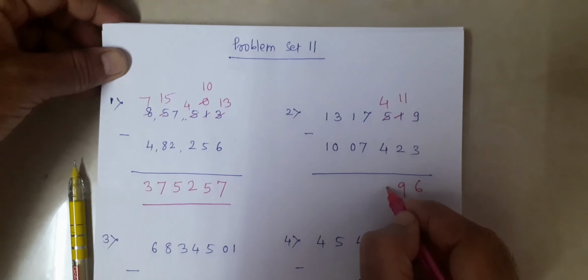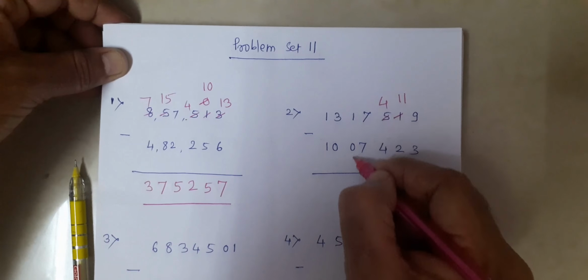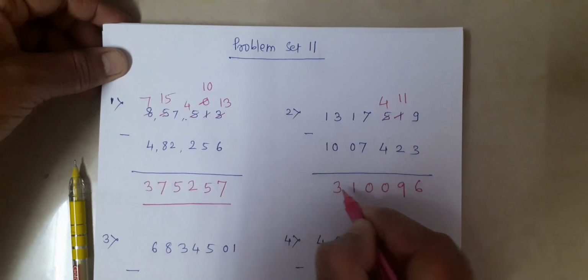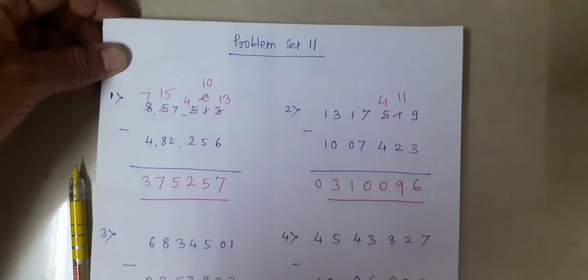4 minus 4 is 0. 7 minus 7 is 0. 1 minus 0 is 1. 3 minus 0 is 3. And 1 minus 1 is 0. That is the final answer.